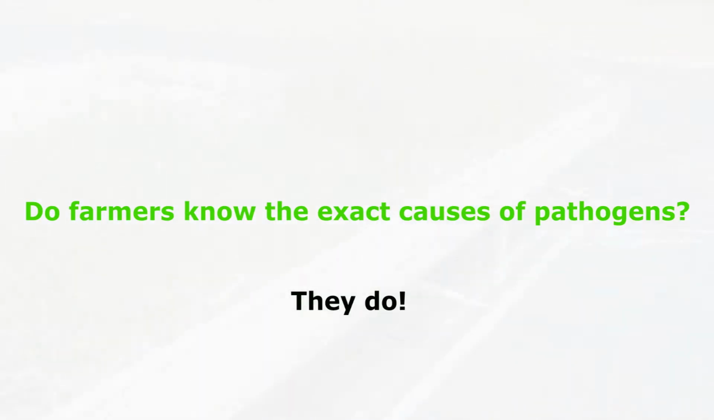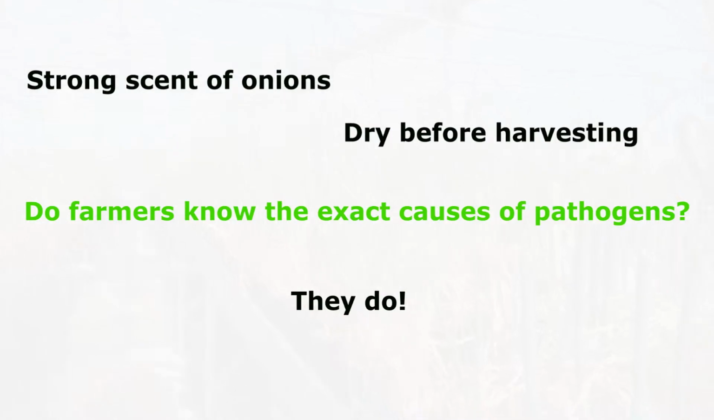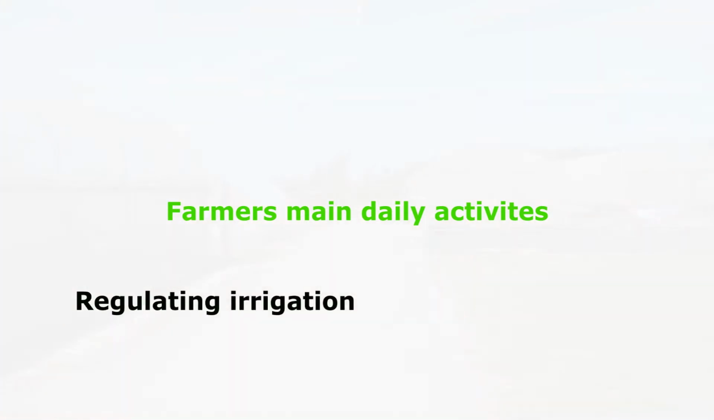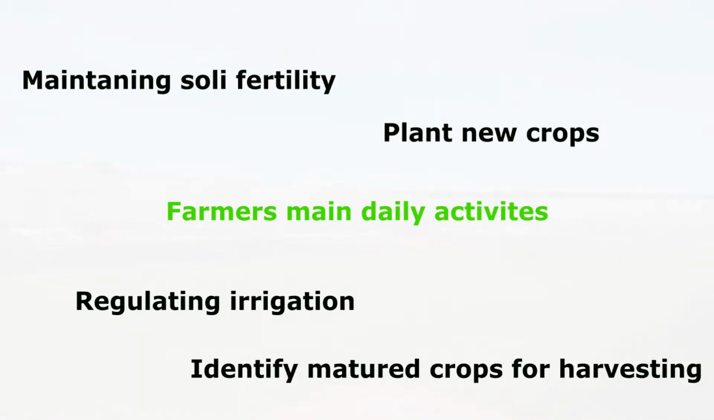Do they know the exact causes of pathogens? They do. They mentioned that the flies come in when the crops start to produce smell, so the smell would normally be produced from rotten or infected crops. And to prevent neck rot, you just have to make sure it is dried before harvesting. Farmers' main daily activities. The farmers spend most of their time sustaining and nourishing their crops, such as regulating the amount of irrigation and maintaining the soil fertility. They also devote a lot of time to planting new crops and identifying mature onions, then harvesting them.